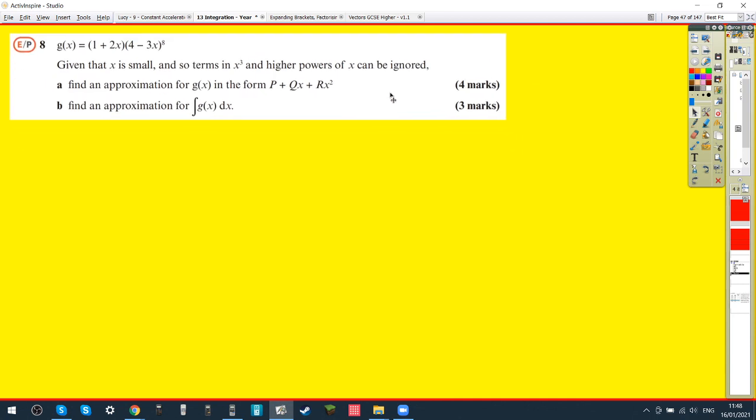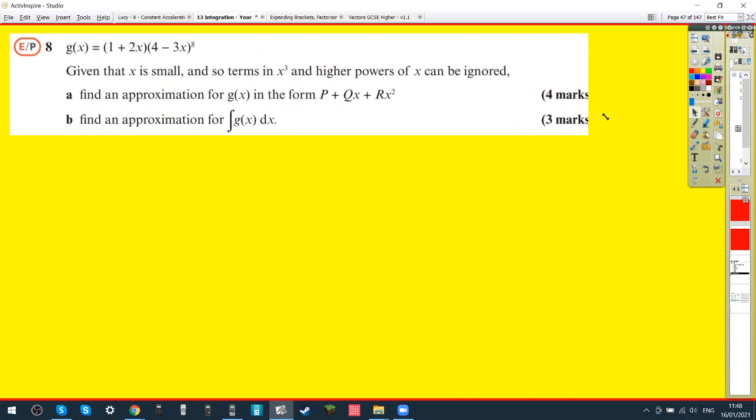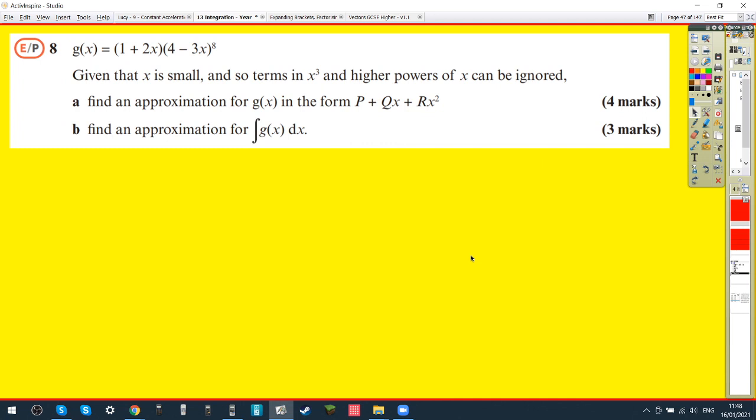Let me see this one. This is more binomial expansion, which I don't like. Given that x is small, so that... Find the approximation for this. Find the approximation. No. Silly.